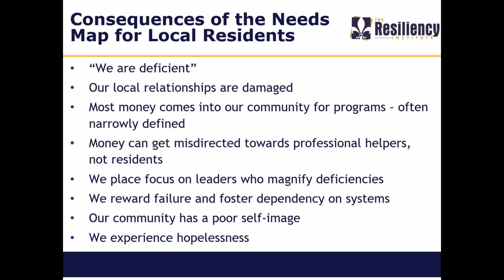If we focus on what's wrong, or the needs map, this is what people will walk away with. There's something wrong with us. There's something wrong with me. I don't have enough. My relationship to my neighbor changes the we to them. So it's not the us in the neighborhood, it's those people. Our money comes from community programs, often narrowly defined. So money comes in a certain way, but it's very, very defined in how we receive money into our community. Money can be misdirected. So again, money's coming into the communities that are providing services, not to the people in the community that need the money. We'll talk about that in a little bit.